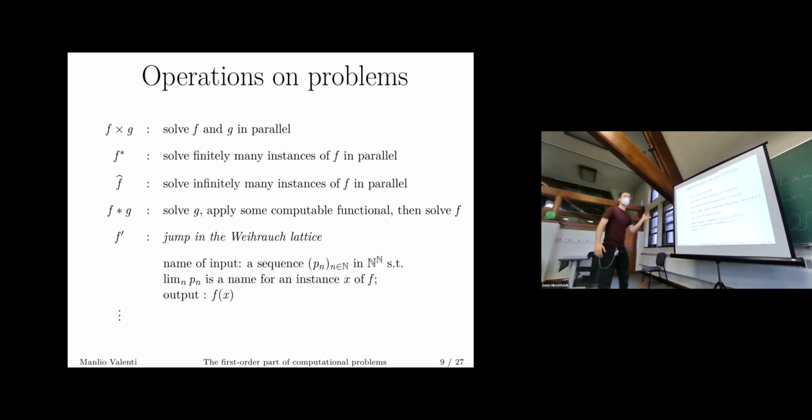There's the jump, and people in Madison have already heard me complaining about the jump. So I will not mention too much in this situation. Let me just say that the input for the jump is just a sequence converging to an input for f, and the solution is just a solution of f for whatever limit you get. The reason why people complain is that this is not a real jump, it's not degree theoretic, there are some issues, but for what we care about in this talk, it doesn't matter.